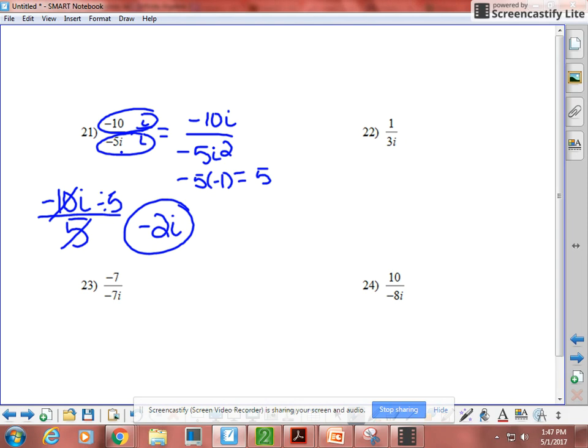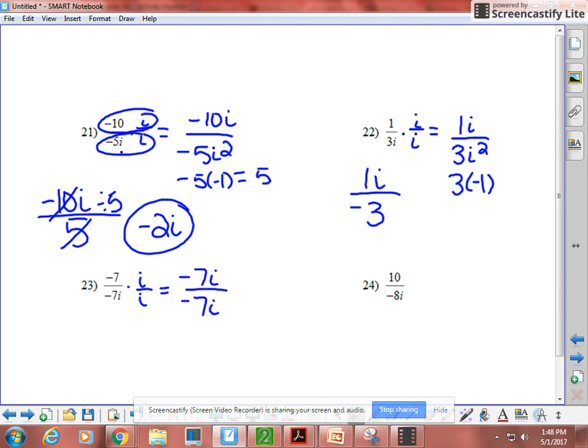Same thing on 22. I have to get rid of the i on the bottom, so I have to multiply it by i. So the top is going to give me 1i. The bottom is going to give me 3i squared. Well, i squared is really times negative 1, so it's 1i over negative 3. 23, same thing. There's just an i. Multiply it by i over i. Negative 7i over negative 7i squared. Well, this is really negative 7 times negative 1, so I get negative 7i over a positive 7. So these can reduce, and I just get negative i for my answer.